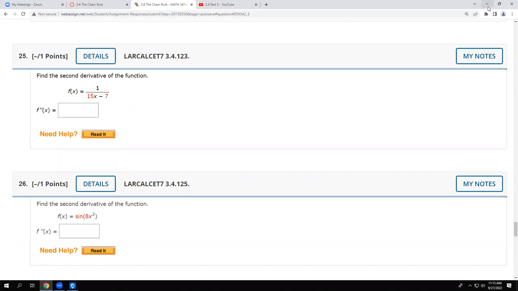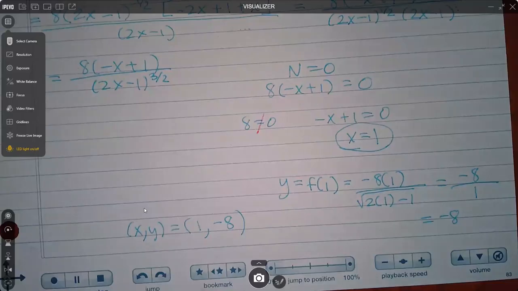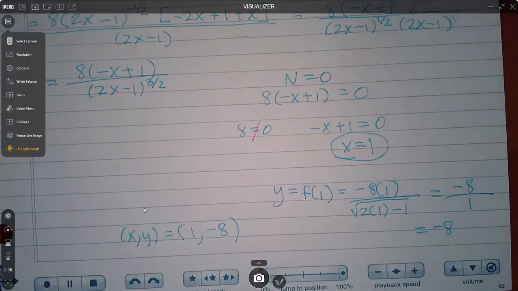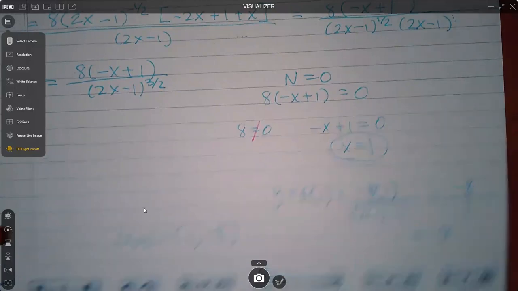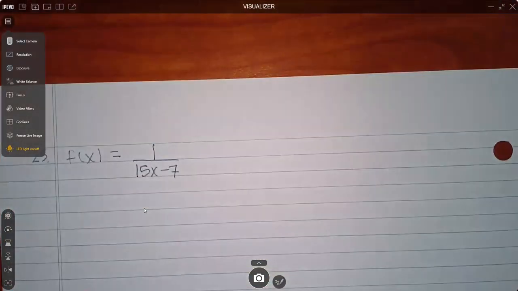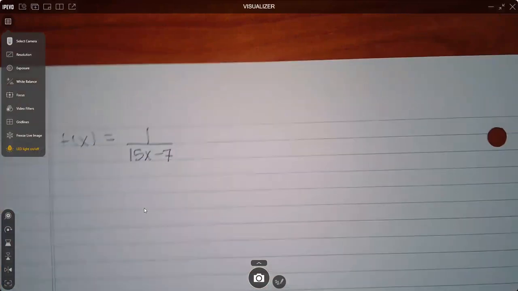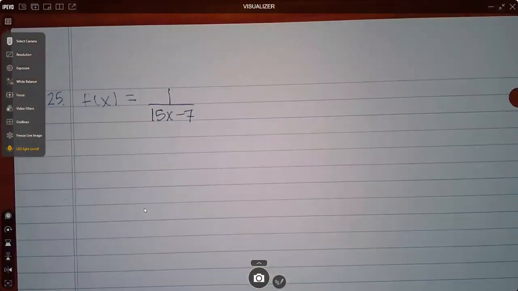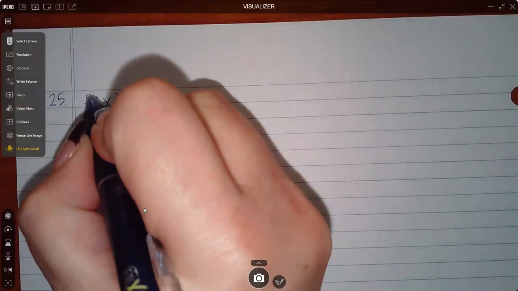Second derivative. So I have to do it twice, right? You have to take the derivative once, see what you get, and then go and take the derivative of that, right? So it's a little bit lengthy. It doesn't have radicals, so it's not so bad. The radical ones are the ones where, as soon as I see a radical, I'm not happy.